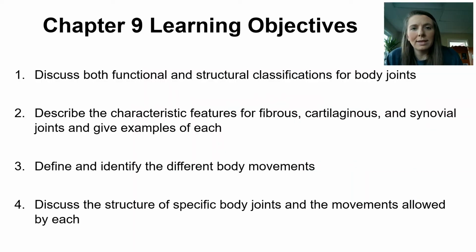All right, so in this chapter, we are going to cover a few different objectives. First and foremost, we're going to discuss some different functional and structural classifications for body joints themselves. We're going to discuss characteristics and features for fibrous, cartilaginous, and synovial joints. And we're going to talk about some different examples of each of those things. We're going to talk about and define and identify different body movements. And finally, discuss the structure of specific body joints and movements that are allowed by each of those different joints.